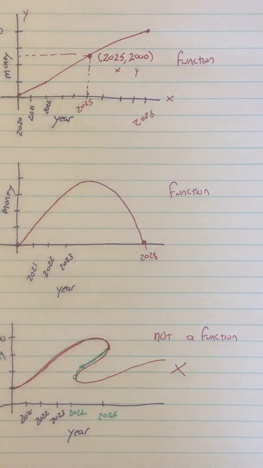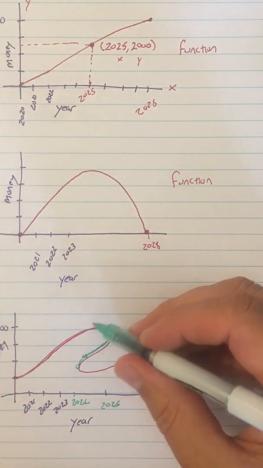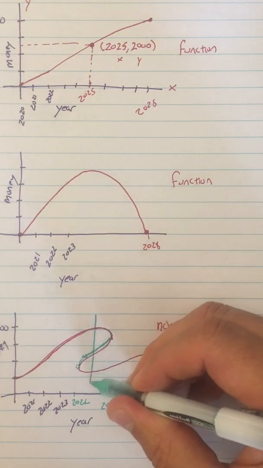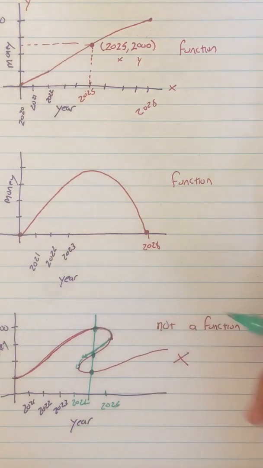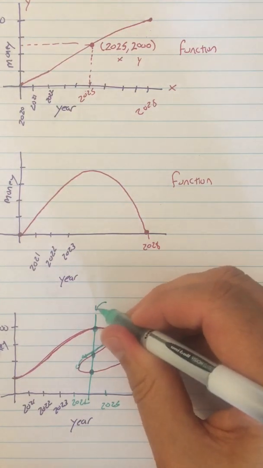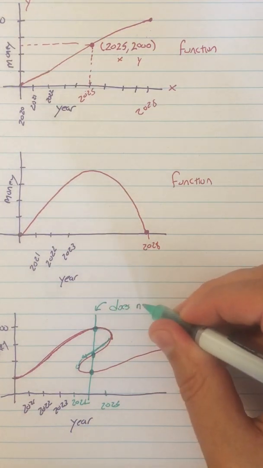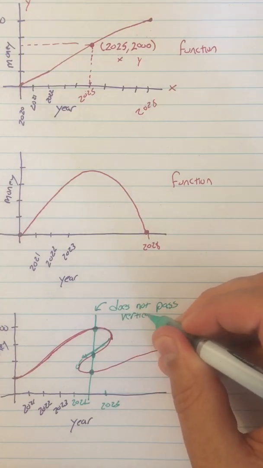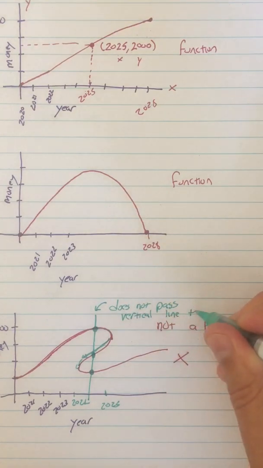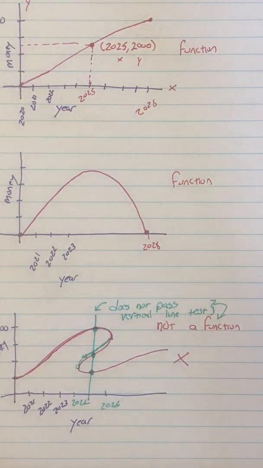So one way that we can say that is with something called the vertical line test. So that means like this. If anywhere on the graph I can draw a vertical line, and that line hits the graph in more than one place, then we say that this does not pass the vertical line test. So anything that does not pass the vertical line test is not a function.